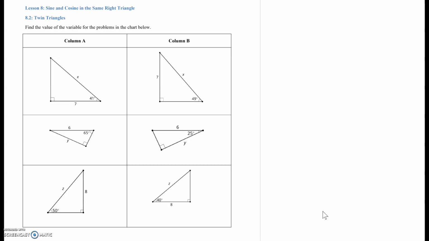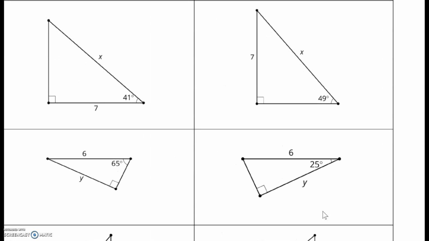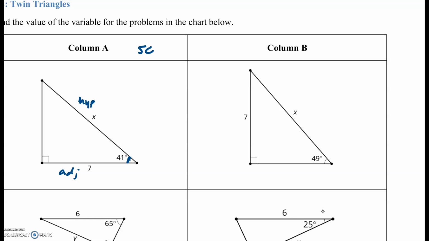So I'm looking for the value of x in this first triangle. In this triangle, x is my hypotenuse, I have a 41-degree angle, and the leg with a length of 7 is the leg adjacent to my given angle. So I need to think about SOHCAHTOA. Sine is opposite over hypotenuse. Cosine is adjacent over hypotenuse. And tangent is opposite over adjacent.